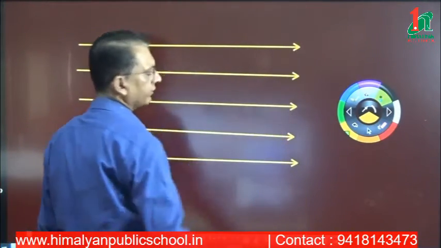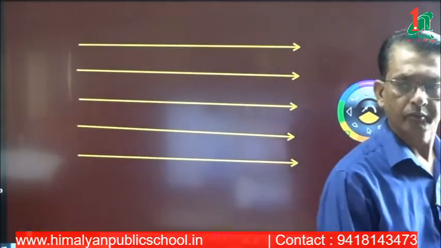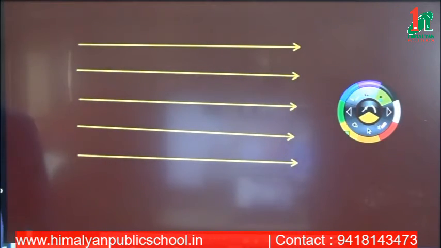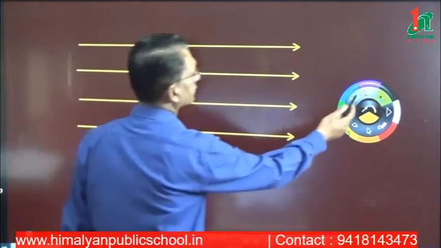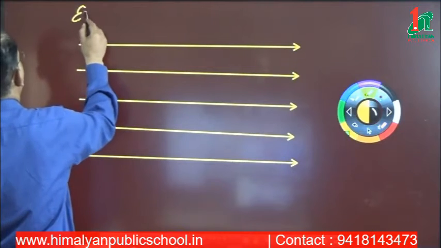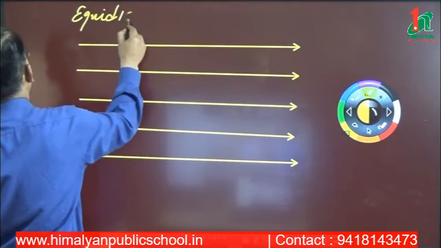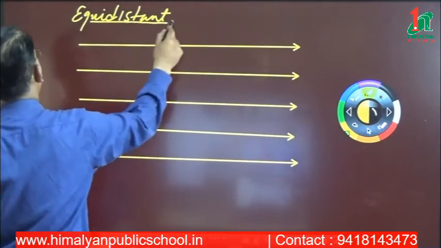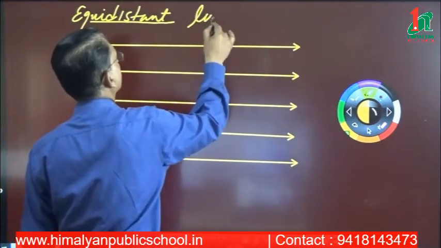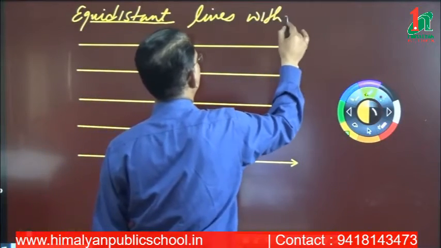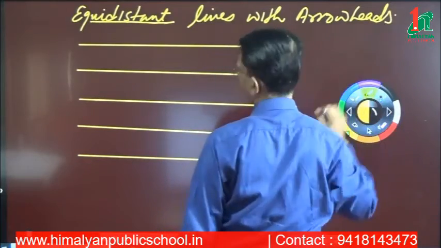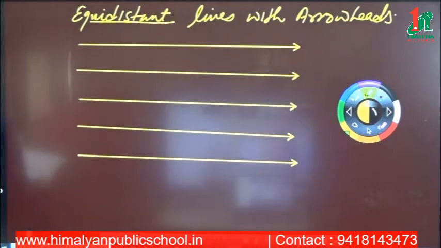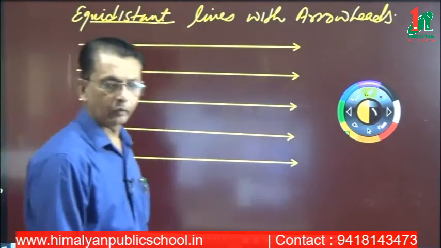It is represented by parallel equidistant lines with arrow heads, meaning lines whose mutual distance is the same, equidistant lines with arrow heads.